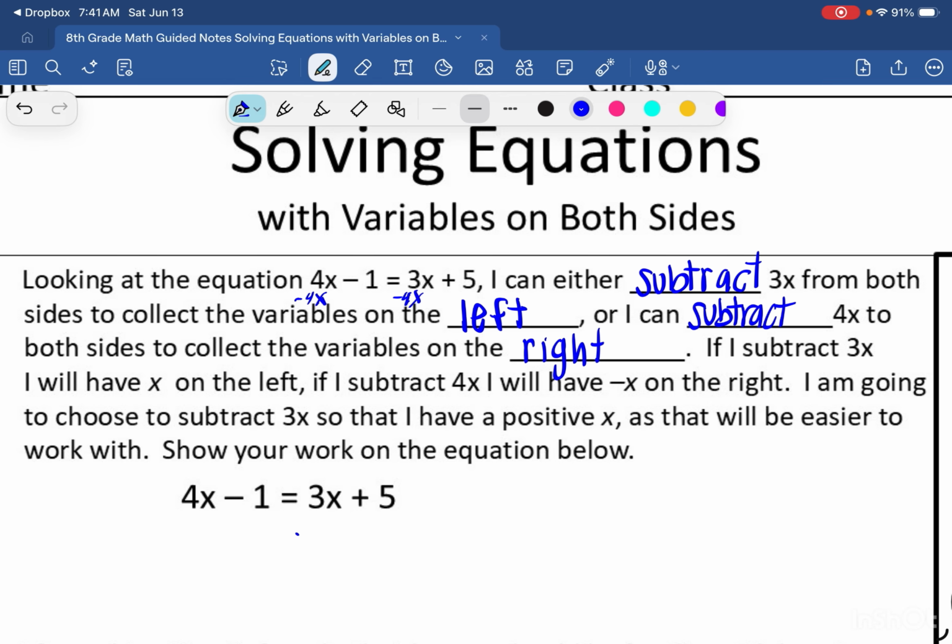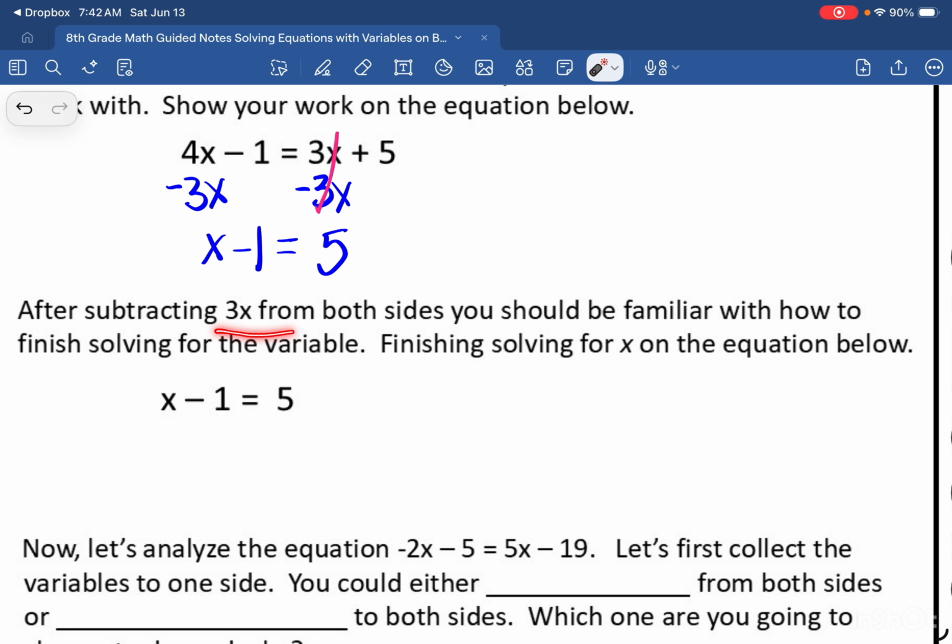So I'm going to minus 3x from each side. This will cancel, and now my equation reads 4x minus 3x, so that's going to give me x minus 1 equals 5. After subtracting 3x from both sides, you should be familiar with how to finish solving for the variable.